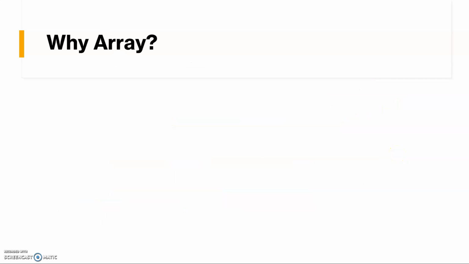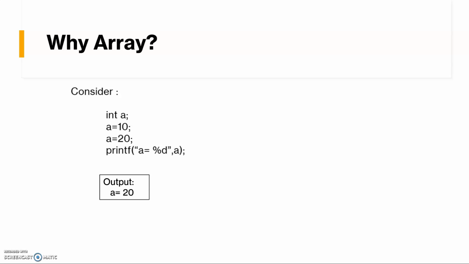Now why do we need to go to an array concept? We have these data types already available, so why do we need arrays? To understand that, let me give you a simple example. Let us consider a variable of integer data type whose name is a. Now I have stored a value 10 in it. Then in the third statement I have stored the value 20 into a. Now I am trying to print the value of a. You will get an output of a equal to 20 only. That means whatever value we stored earlier in a has been overwritten with 20.